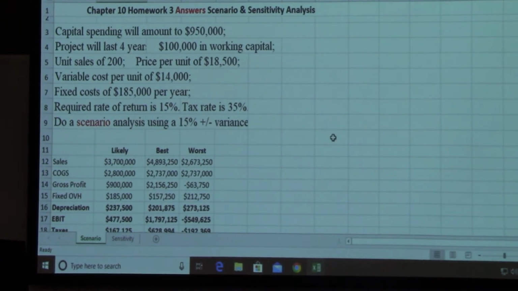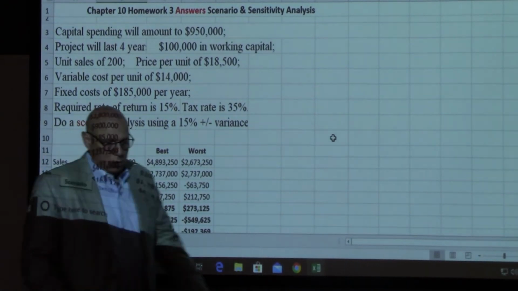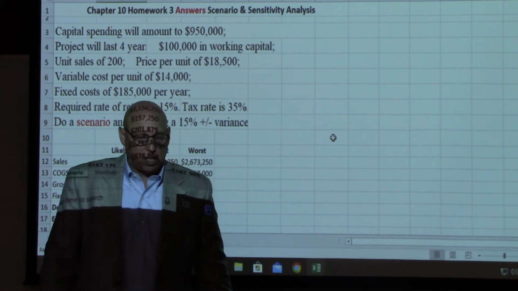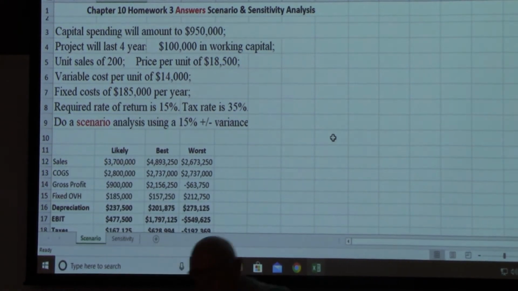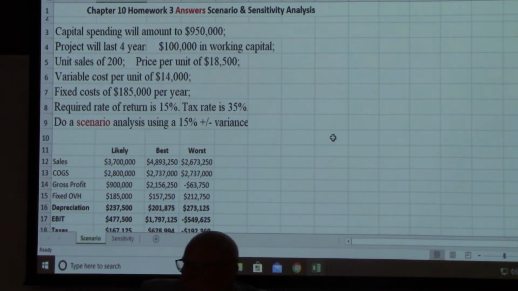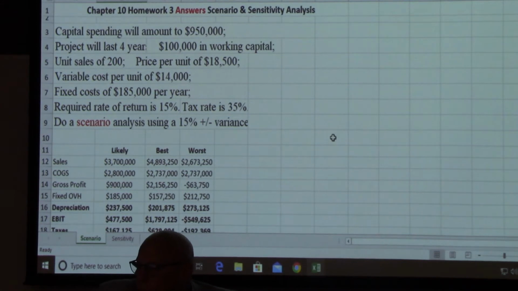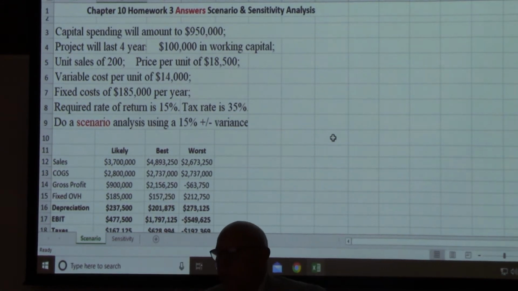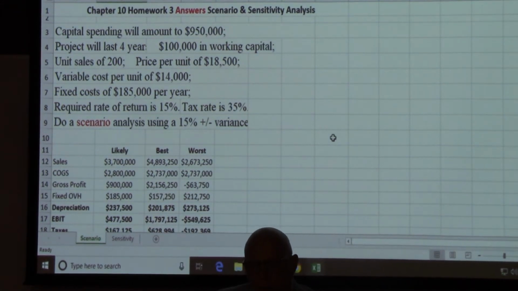Here we go with homework number 3, chapter 10. Stated differently, chapter 10, homework number 3. To work on this problem, we will enlist the assistance of Excel.